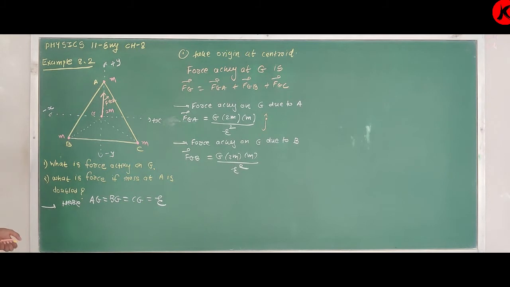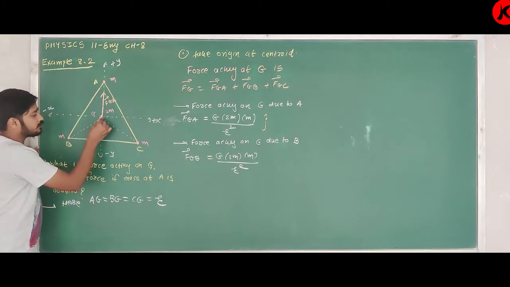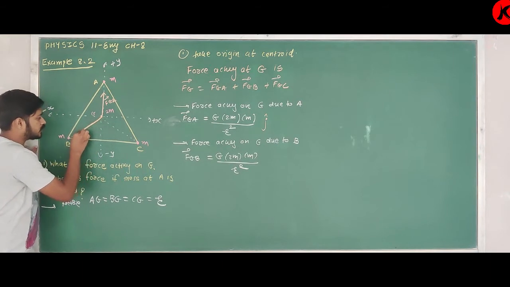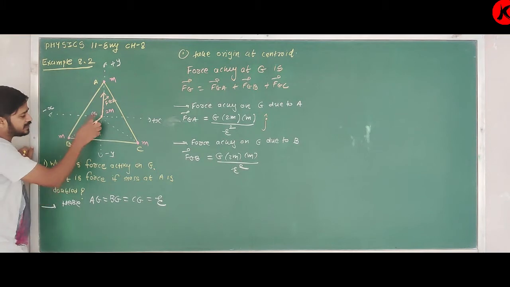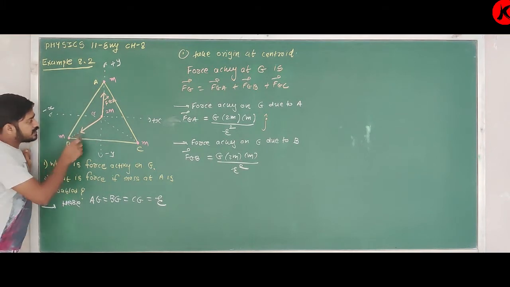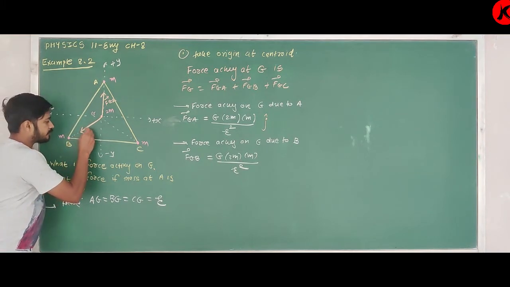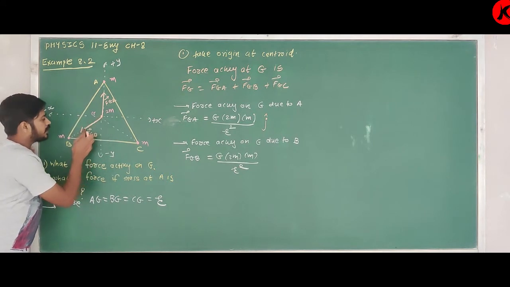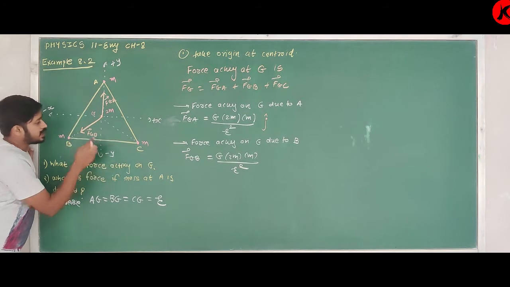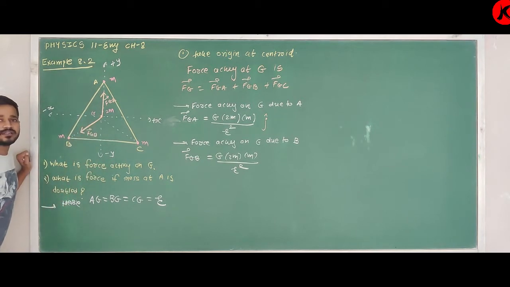Now direction. Force acting on G due to B. Gravitational force is attractive, attractive means towards. The force acting on this due to this means towards, in this direction. This FGB is not in the x direction, and it is not in the y direction. So it is in the xy plane. But how to write the unit vector? See, it is easy.